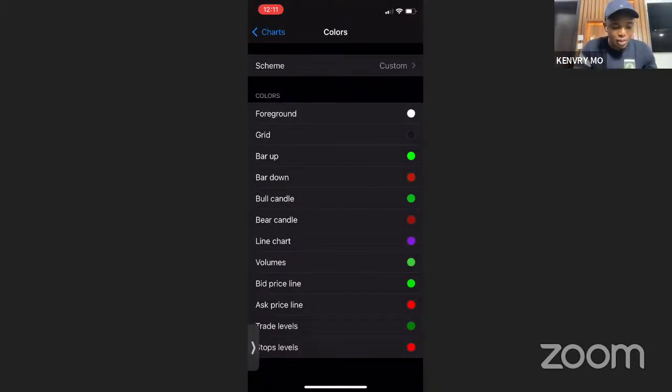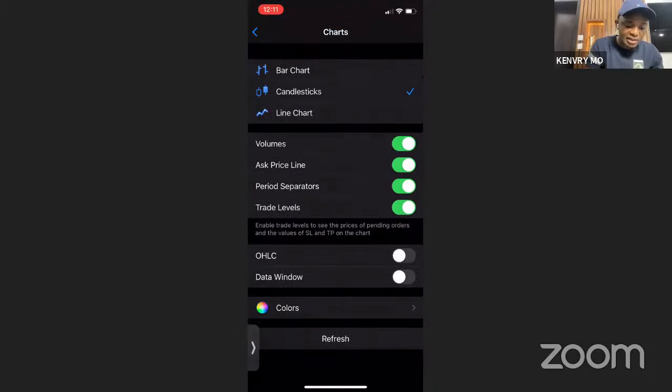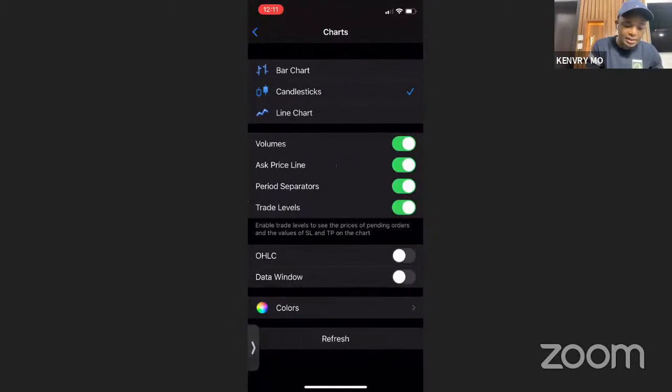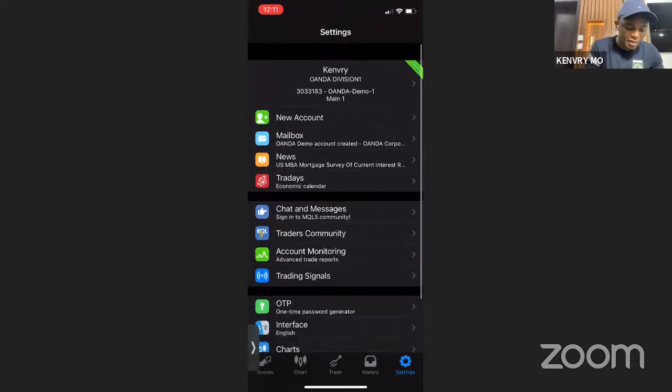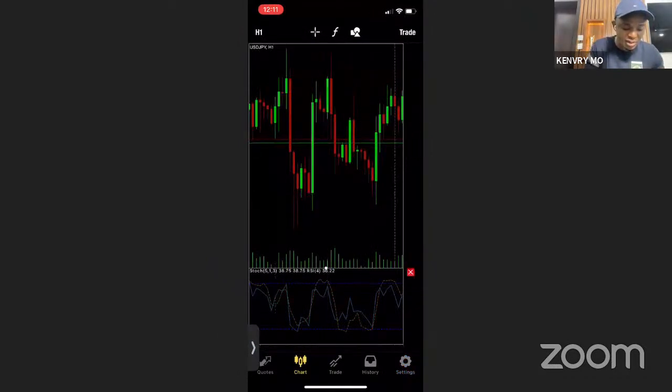So how did I come here? I click on settings and I click on charts. I click on settings. I click on charts. Do everything you see. So take a screenshot, just duplicate it. So your chart could look like this, right? Does that make sense?